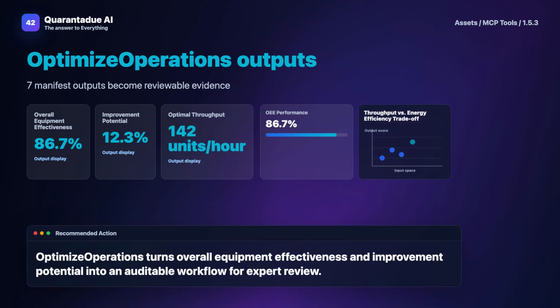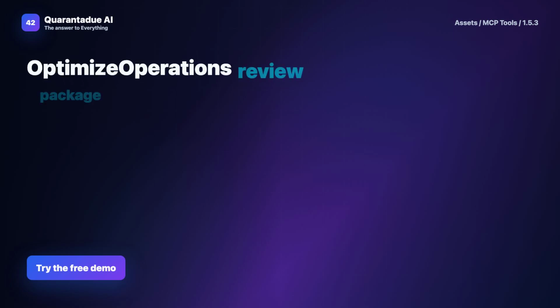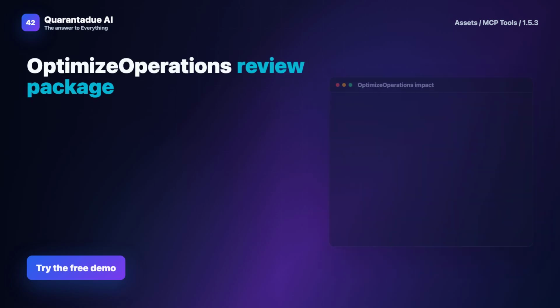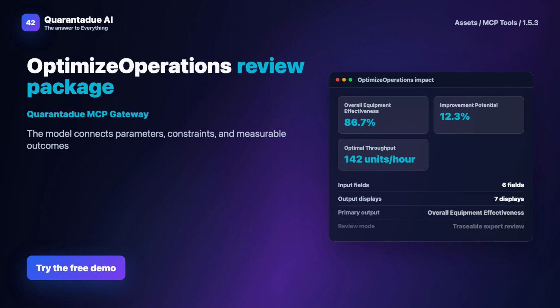Optimize operations returns structured outputs such as overall equipment effectiveness, improvement potential, optimal throughput, annual maintenance cost, and OEE performance. These outputs are designed to support review, reporting, comparison, and follow-up actions. The value of optimize operations is not just automation. It is a controlled way to turn repeated assets work into a documented business process with clear inputs, transparent logic, and reusable outputs.